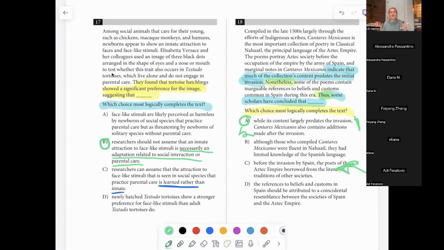So C doesn't work because we have no textual evidence for them borrowing from the literary traditions of other societies. It's just not there, so we can't logically answer that. And again, there's nothing to suggest it's coincidental. We don't have the information in the text. I don't think anyone put B. All right, did that make sense? We need to be using what's in the text to answer the question, and with A, we have a means to answer that.